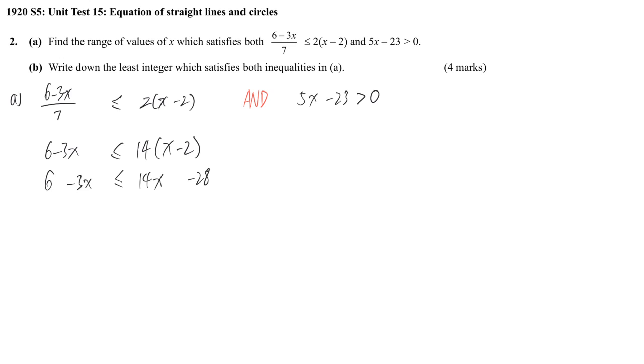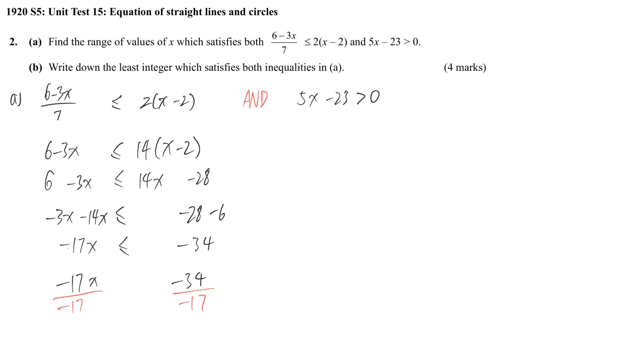14x minus 28, and then we want to group all x together, all constants together. After that, I want x, I don't want negative 17, so I divide both sides by negative 17 to remove it. But be reminded that if you divide both sides by a negative, it triggers a change in the direction, it will become the opposite direction. The reason is the same as when you compare 1 and 3. 3 is larger. However, if you consider negative 1 and negative 3, you will find that negative 1 is larger instead. Therefore, x is larger than or equal to 2.